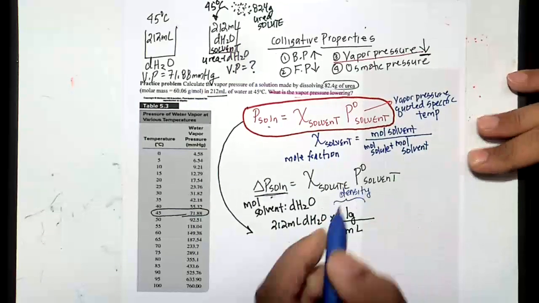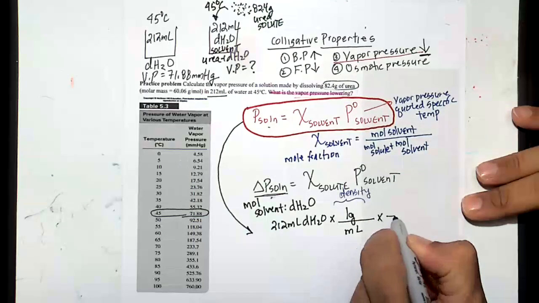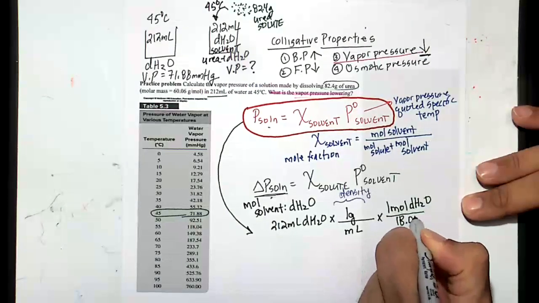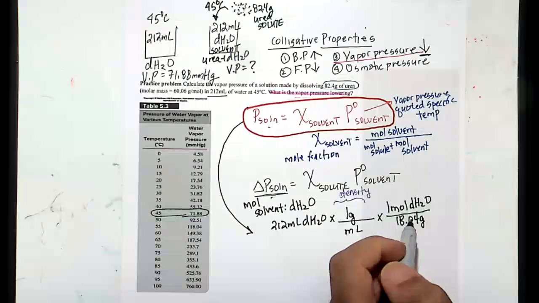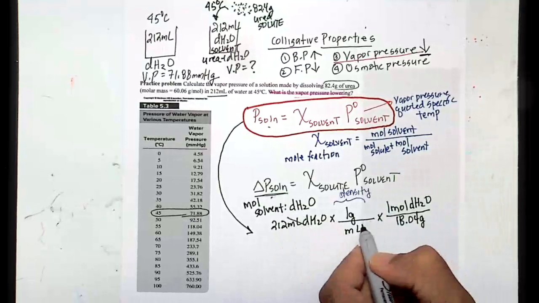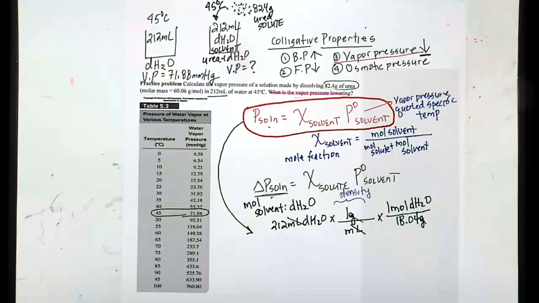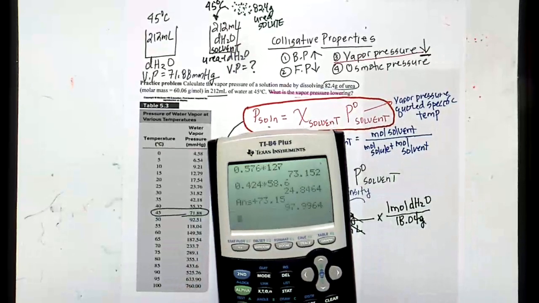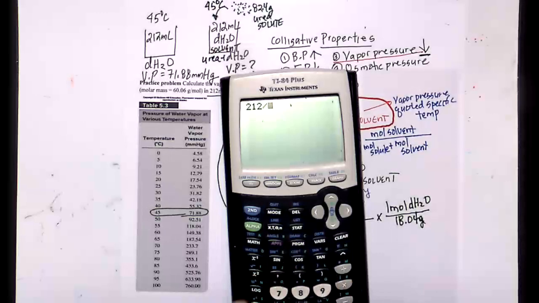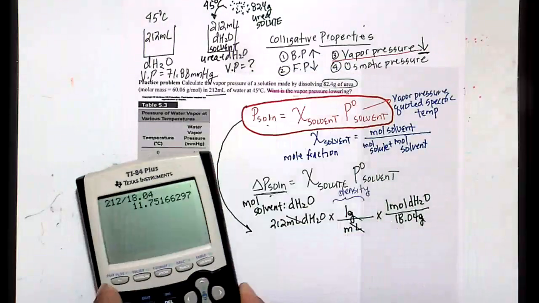This is the density, times 1 mole of water is about 18.04 grams of water. From the periodic table, hydrogen is about 1.01 times the 2 units, oxygen is about 16.01. We add them together, we get about 18.04 grams. The mLs cancel, the grams cancel. And what is this on our calculator? 212 divided by 18.04 is 11.752 moles of water, solvent.